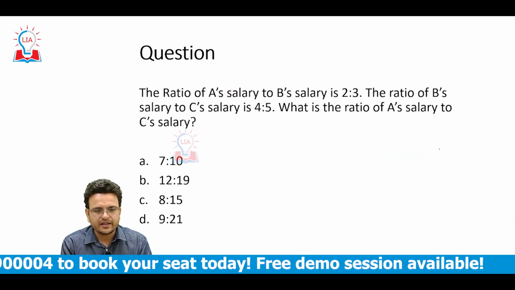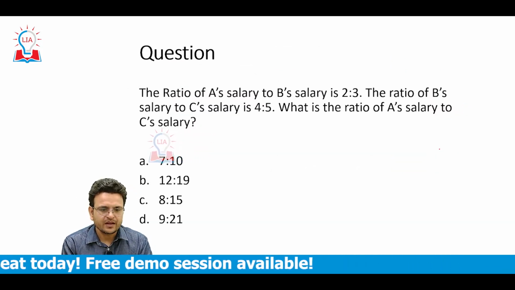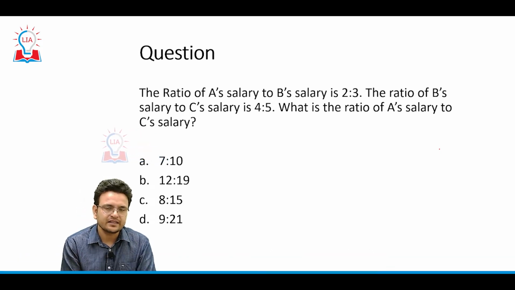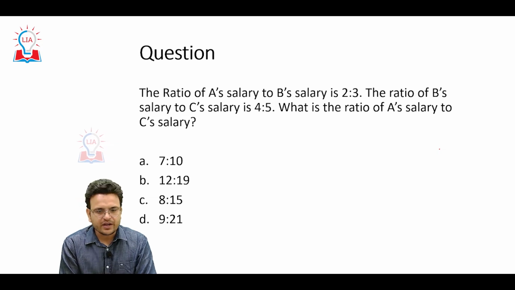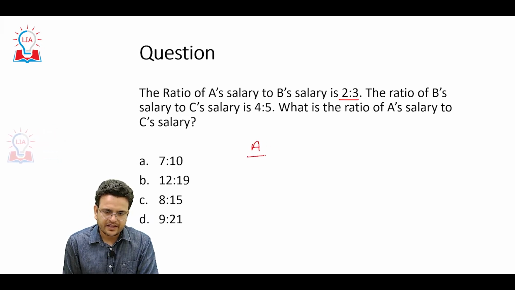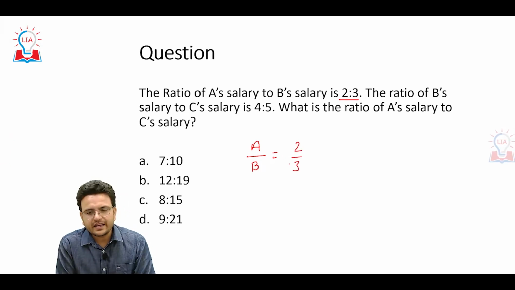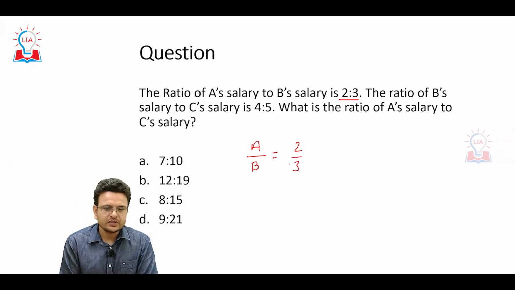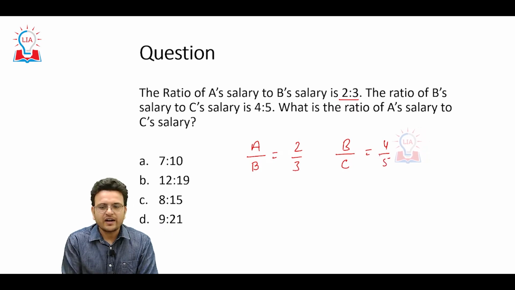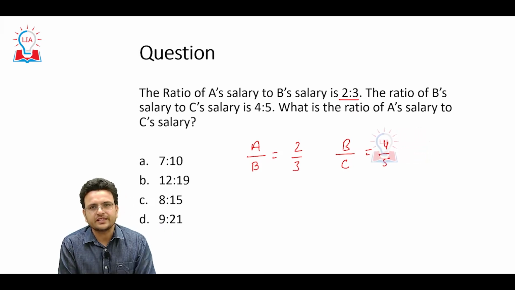So question number one. I will suggest you try to pause the video, solve the question, and then see the solution. The ratio of A's salary to B's salary is 2:3, meaning A to B is 2:3, and again the ratio of B's salary to C's salary is 4:5. What is the ratio of A's salary to C's?